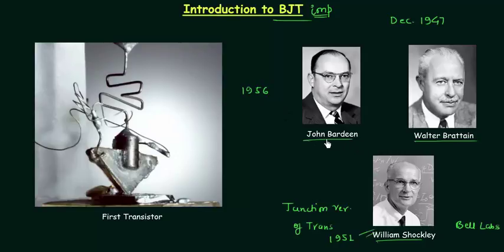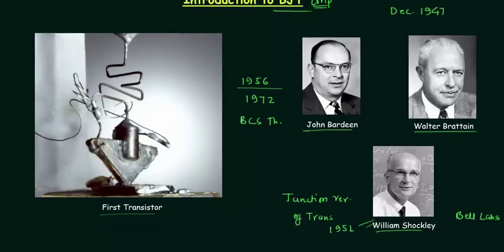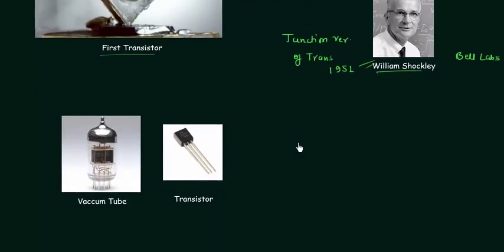John Bardeen is the only physicist who received 2 times Nobel Prize in physics. The first one was in 1956 for the transistor. The second one was in 1972 for BCS theory. And this is the image of first transistor invented by the team of William Shockley, and the invention of transistor was revolutionary, and transistors replaced bulky vacuum tubes. This is the image of vacuum tube, and this is the image of modern day transistor.